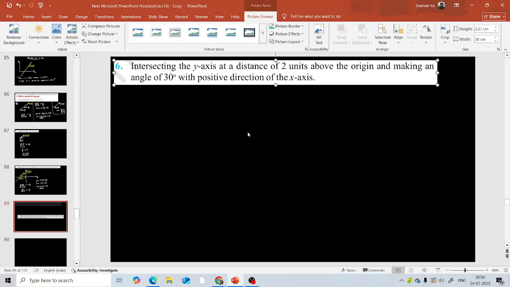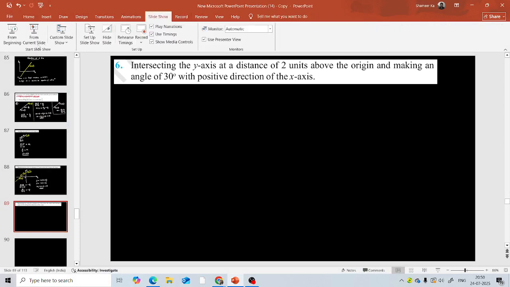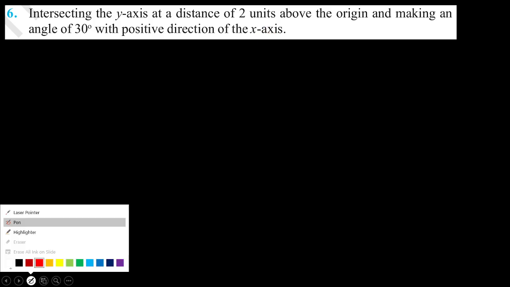Look at this problem. If you don't understand the question, you have to draw a rough diagram. I will read it: intersecting y-axis at a distance of 2 units above origin and making an angle 30 degree with the positive direction of x-axis. Let us try to draw the diagram.